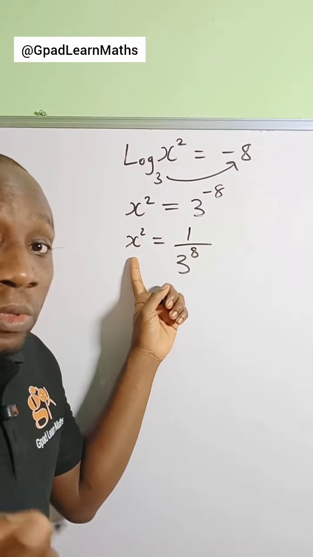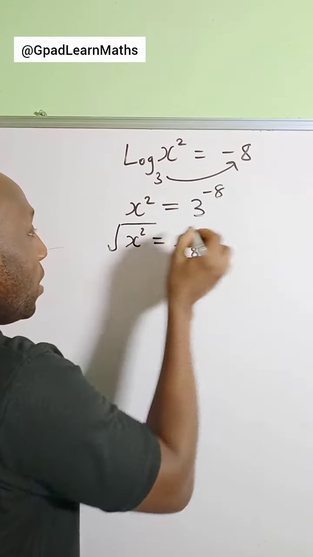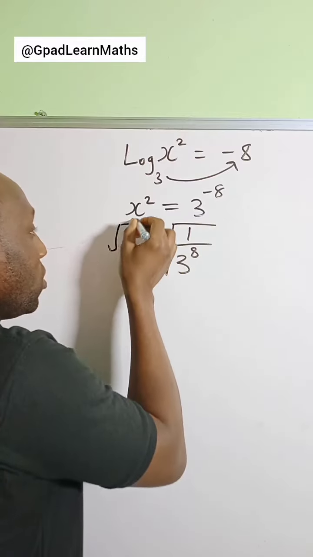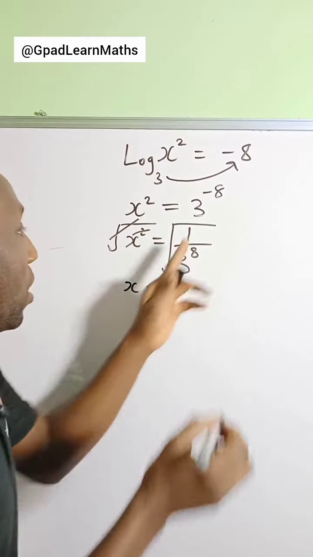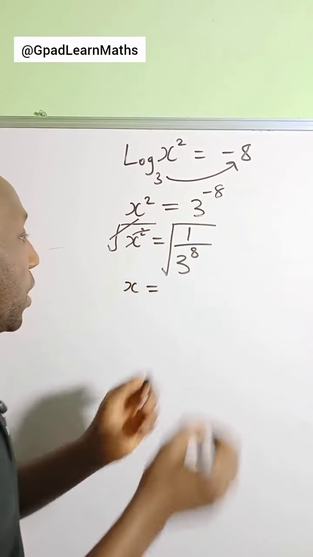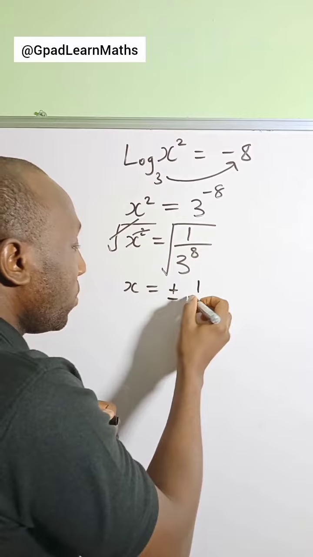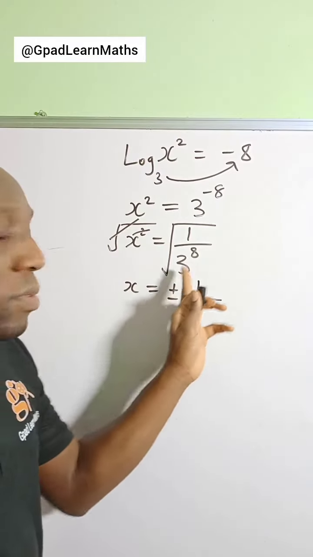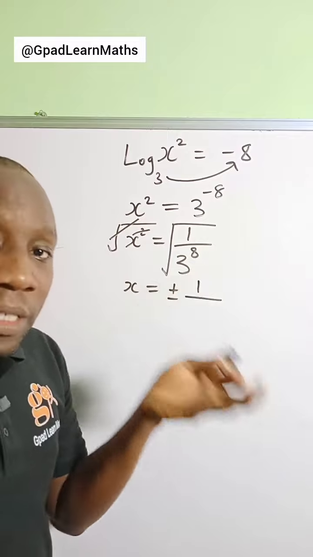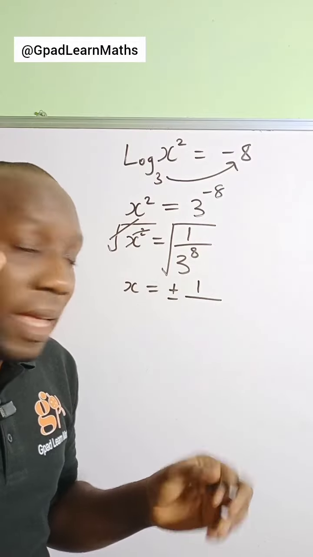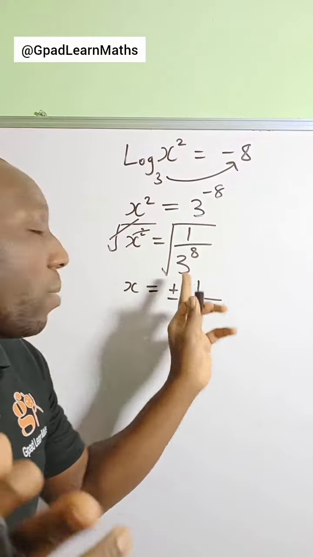Now we need to get the value of x. What do we do? I'm going to square root both sides. So when you do that, square root here and square root here. This square root will get rid of the squared. We have x would be equal to, what is the square root of 1 here? So let me just write plus or minus. The square root of 1 is still going to be 1 divided by, what about 3 raised to the power 8? Now if you want to find the square root of this number, easy, just divide the index, the power, by 2. That's how to find the square root of that number.